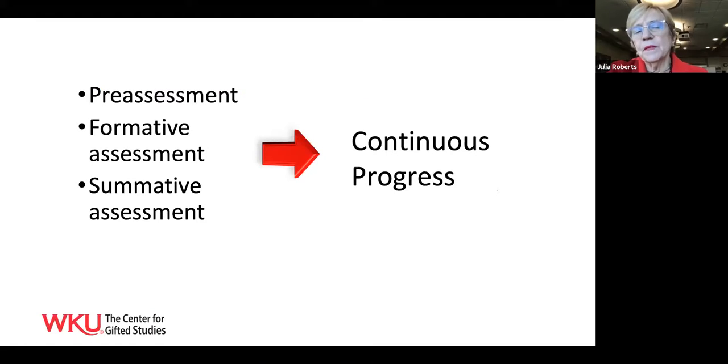So pre-assessment, formative assessment, summative assessment, assessment in general leads to continuous progress.